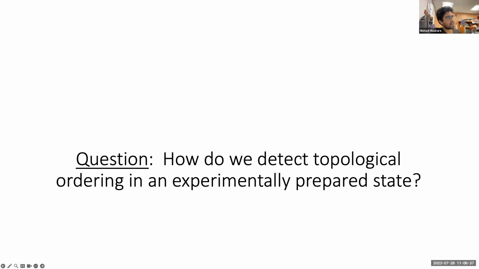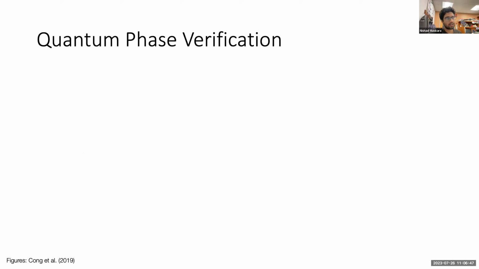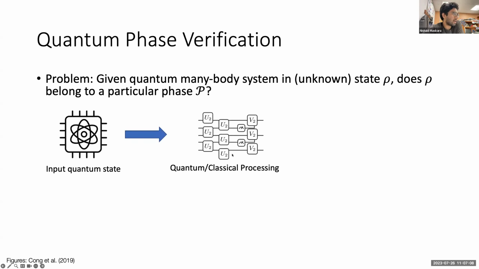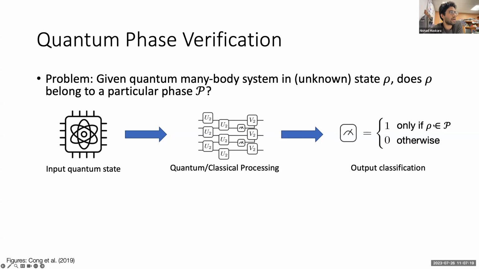Okay, cool. So the question that I'll be trying to answer today is how do we detect topological order in some experimentally prepared state? To phrase the question a little more carefully, let's consider the problem of verifying a quantum phase of matter. If we're given some unknown many-body state, we can ask the question, does this state belong to a particular phase? In order to determine this, we imagine doing different types of processing on the state. It could be quantum processing, or classical processing, or some combination of the two. And in the end, we want to output a classification, a 1 or a 0 that tells us whether or not the system is in the right phase.